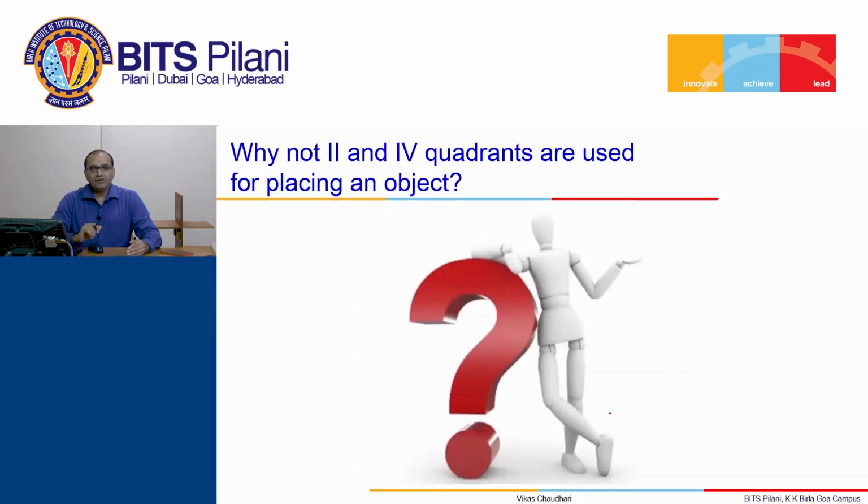Again the question: why are the second and fourth quadrants not used to obtain the projections? As I discussed earlier, if we consider the second and fourth quadrant, when we rotate the horizontal plane, the front view and top view areas overlap, and in such a case we will not be able to distinguish the front view and top view. Therefore, the second and fourth quadrants are not used to obtain the projections. Only the first and third quadrants are used.